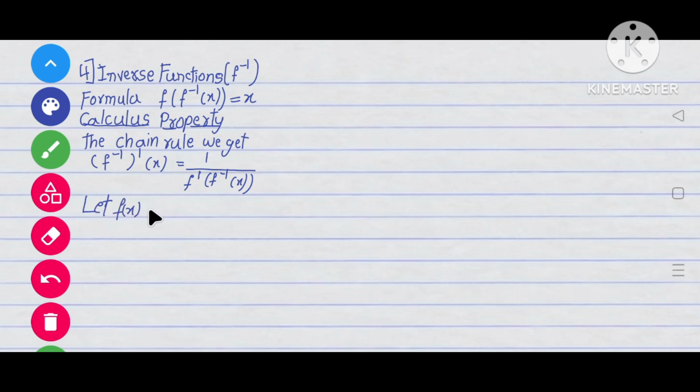Let f of x is equal to x cube plus x plus 1. Find the value of the derivative of f inverse of x at x is equal to 3. The solution.